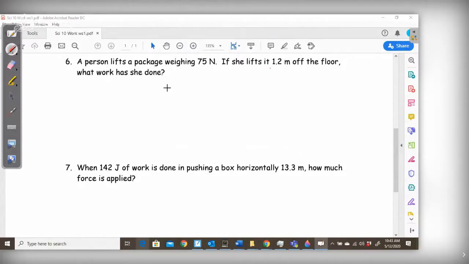For each problem, draw a diagram and make sure the force and displacement are in the same direction. A person lifts a package weighing 75 newtons. If she lifts it 1.2 meters off the floor, what work has she done?